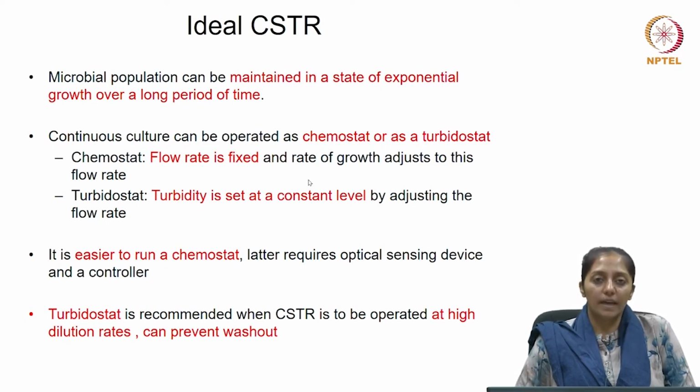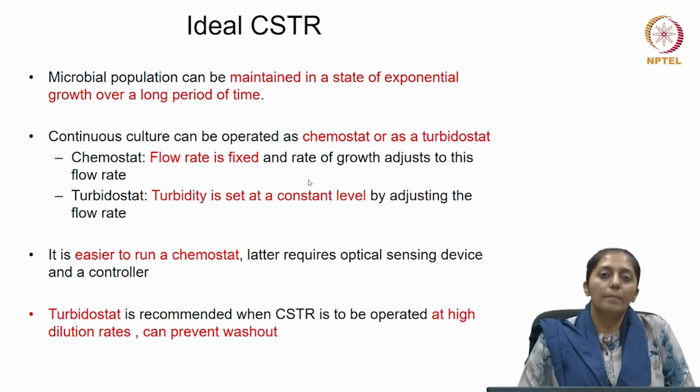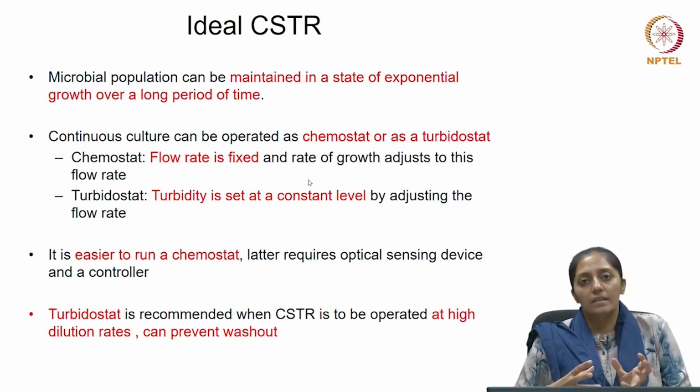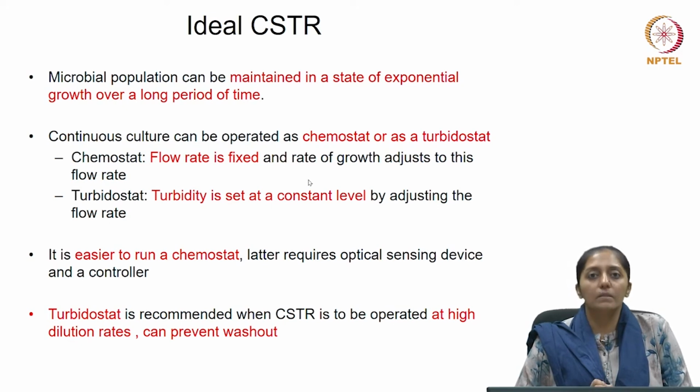A turbidostat is however recommended when a CSTR is to be operated at high dilution rates, and therefore it can prevent washouts. We will see what the washout phenomenon is and then we can come back to this point, that how a turbidostat can be more useful when the reactor is to be run at very high dilution rates where the risk of washout is very high. Washout means the cells getting washed away from the reactor in the outlet stream.